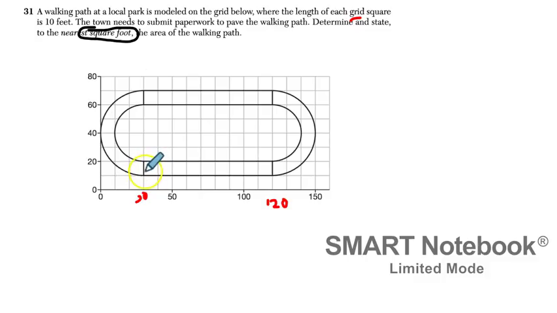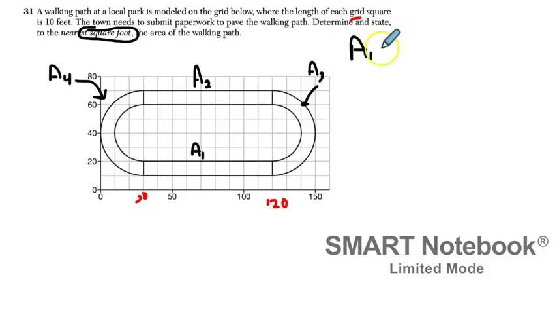So what I'm going to do is find the area of this little rectangle here. I'm going to find the area of this rectangle here. I'm going to notice they're congruent, but I'll do it anyway. And then I'll find the areas of these partial semicircles on the right side and the left side. And I'll add them all together to find the total area.